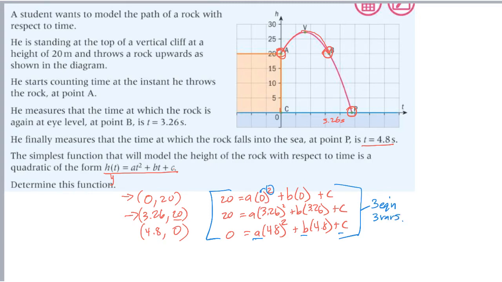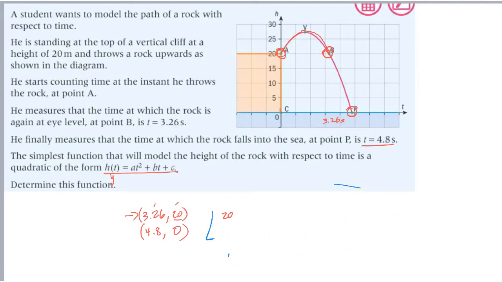And when you plug that in, you should be able to get that y is equal to negative 2.71 t squared plus 8.82t plus 20. And so when you solve, it should give you A, B, and C, just like that. So that's one way to do it, using the simultaneous equation solver, a system of equations. But I also want to talk about a different way to do this.